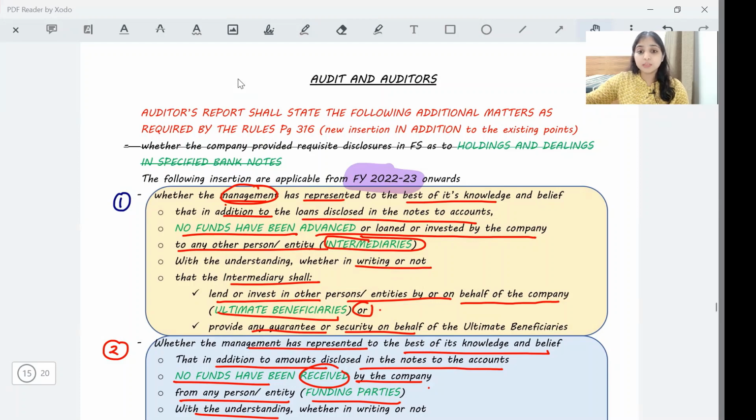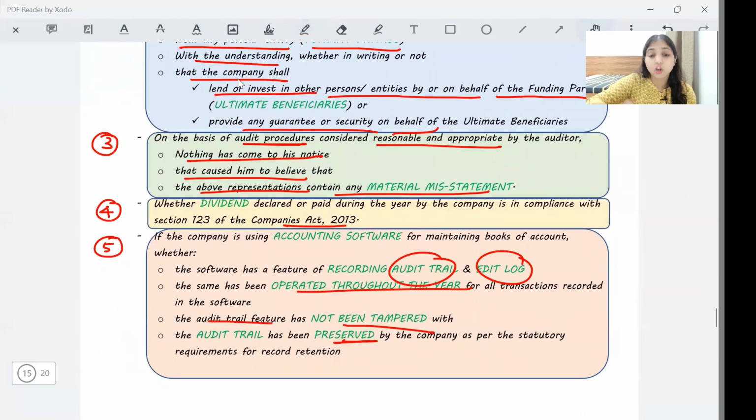Okay, applicable only financial year 22-23 onwards. So number 1 and 2, whether the management has given representations or not. Number 3, auditor's own responsibility. Number 4, dividend, and number 5, audit trail. All clear? Yes, so this is it with our amendments in the auditors chapter. I hope till here you are all clear.